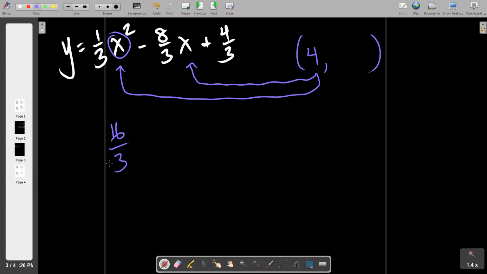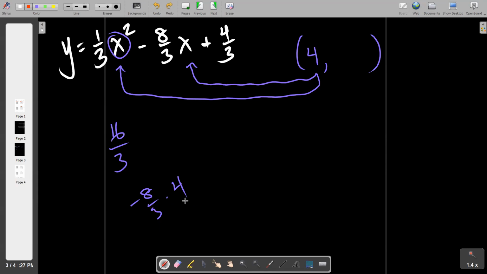Now we go to the second purple circled x and put in a 4. And what is negative 8 thirds times 4? If there's anything that's going to save us time, it's going to be those two red numbers being able to reduce. Can you reduce a 4 and a 3? Of course not. They're relatively prime. You can't divide 4 and 3 by anything. So in this case, all you got to do is multiply straight across.